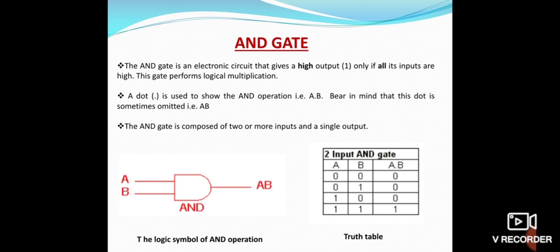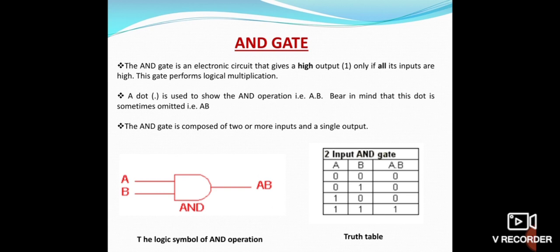First, the AND gate. The AND gate is an electronic circuit that gives a high output only if all its inputs are high. This gate performs logical multiplication. The Boolean expression Y equals A dot B, which reads Y equals A AND B. Bear in mind that this dot is sometimes omitted, and it is sometimes represented as Y equals AB.